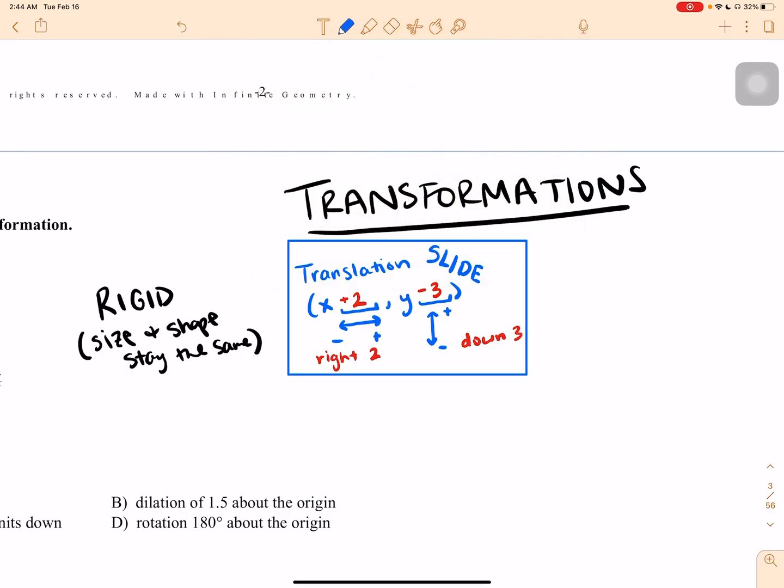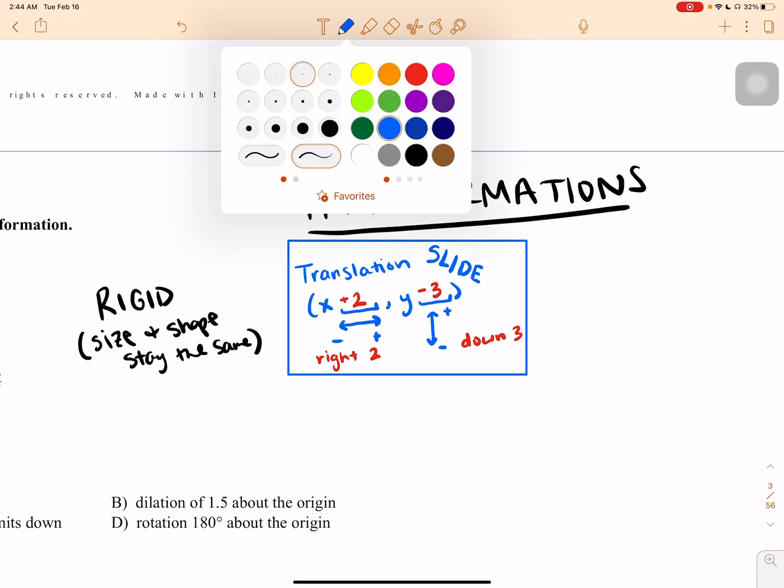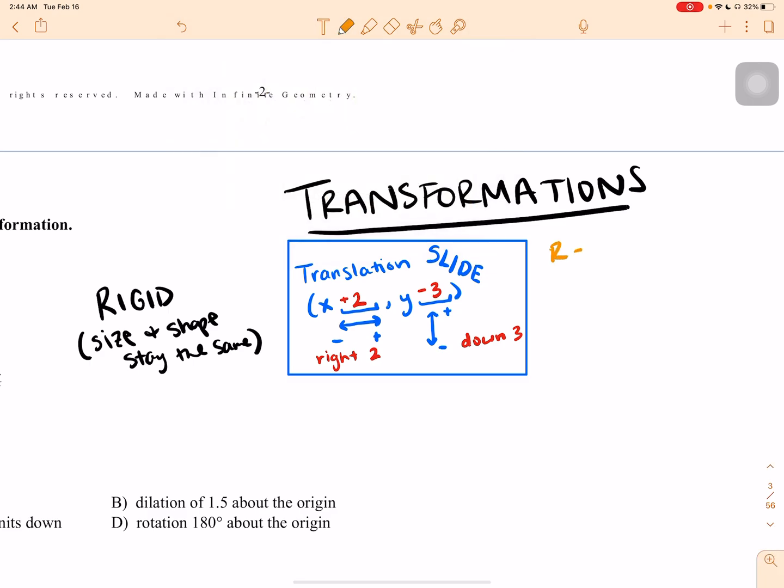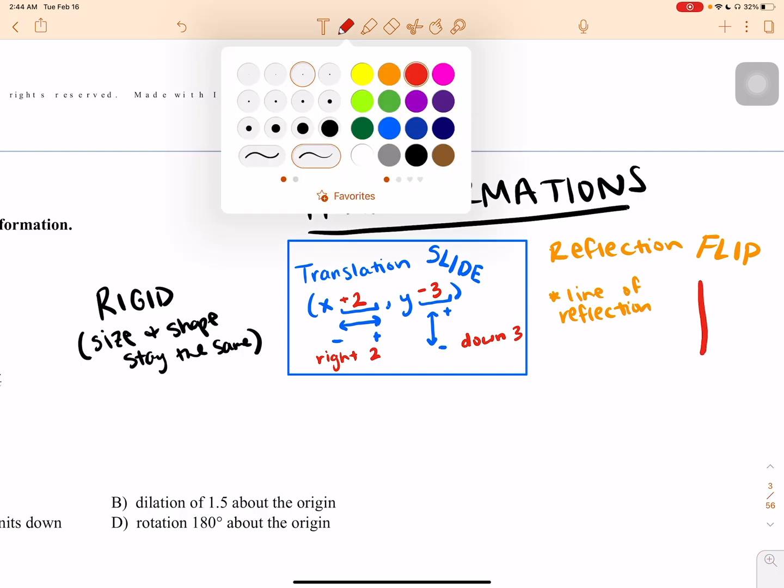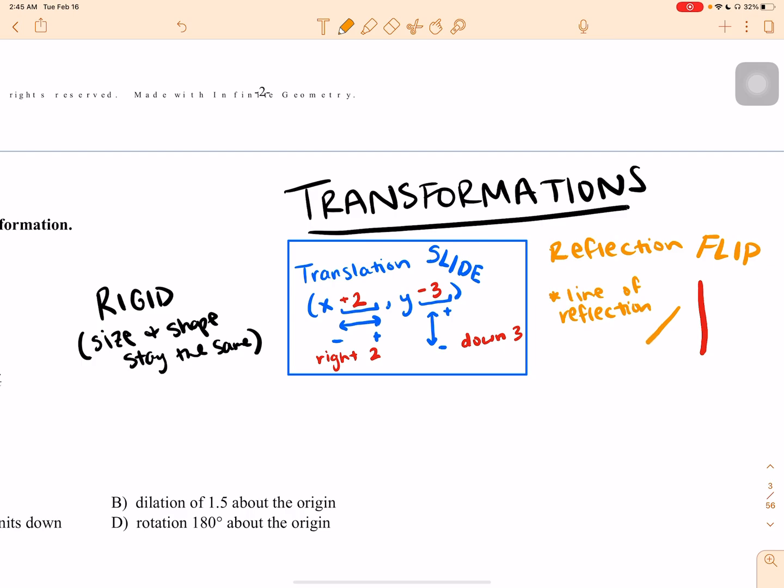So now another one that is rigid would be a reflection. So reflection is a flip. Okay, so you flip over some line of reflection. So you must have a line of reflection. Okay, so here, I'll go ahead and draw a line. And then I'll draw a fake little triangle here. Call it A, B, C.